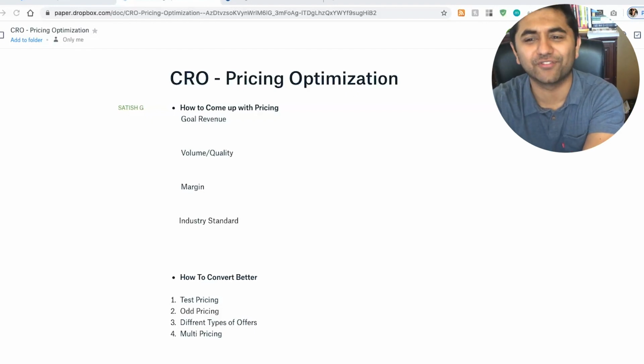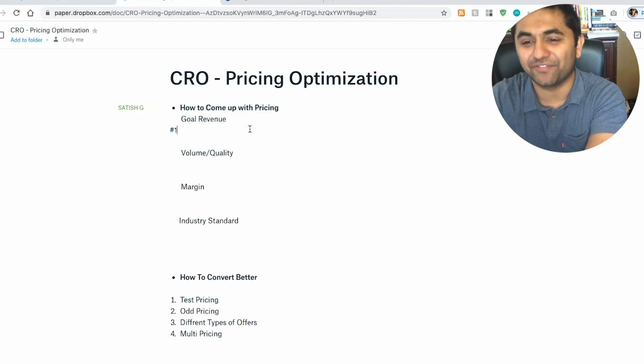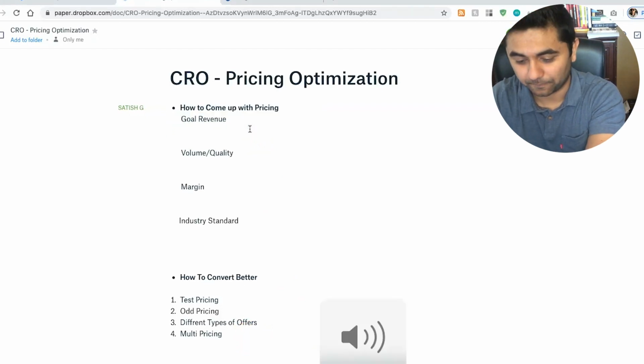So goal of the revenue. So the goal revenue. So how much money do you want to make per year? So let's say I'm selling this cup. I'm selling this cup now, and I want to make $100 per year. I'm putting out 100, not because I want to make $100, because it's easier for me to do math.